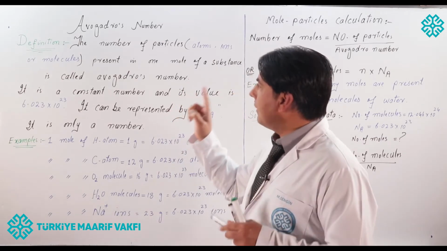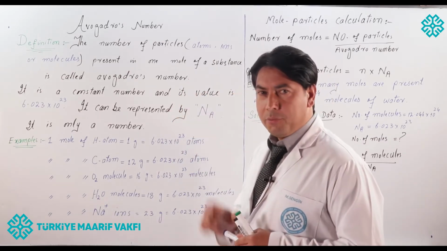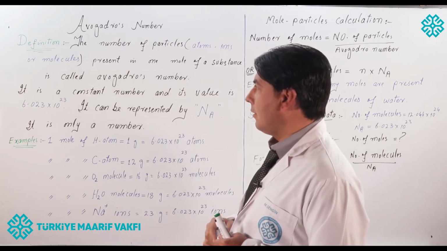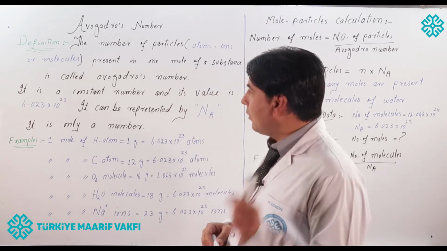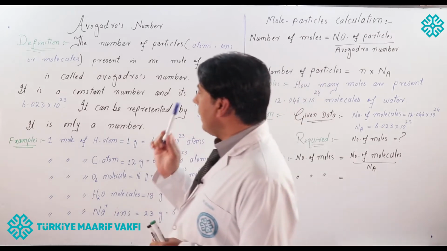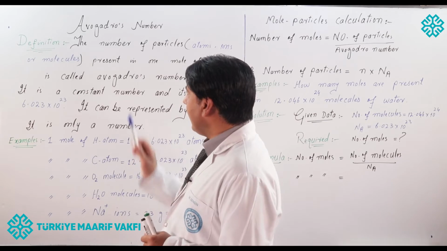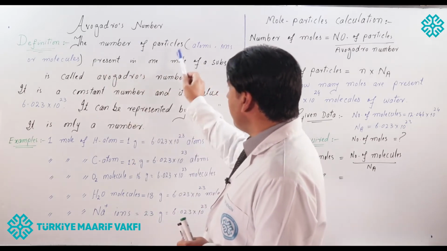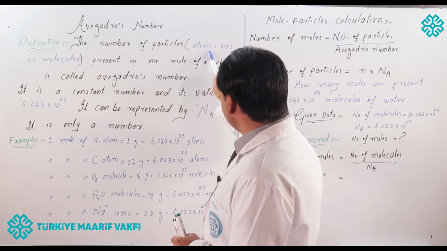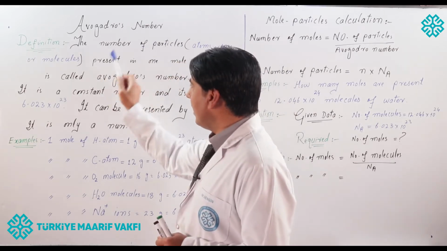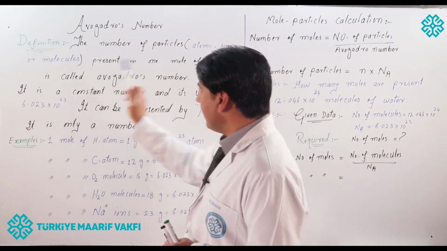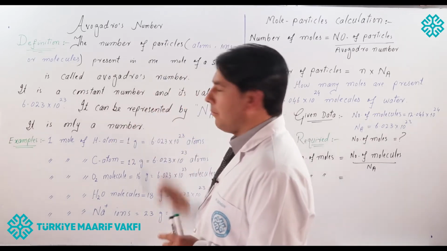Yesterday we discussed the moles. Today we are going to discuss Avogadro's number. First, I am going to define the Avogadro number. The Avogadro number can be defined as the number of particles, which may be atoms, ions, or molecules, present in 1 mole of a substance.